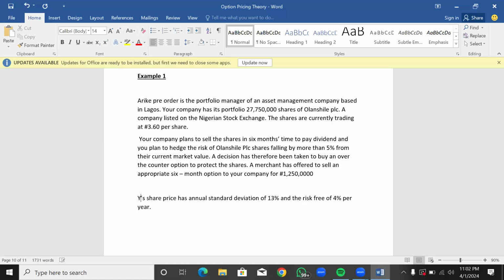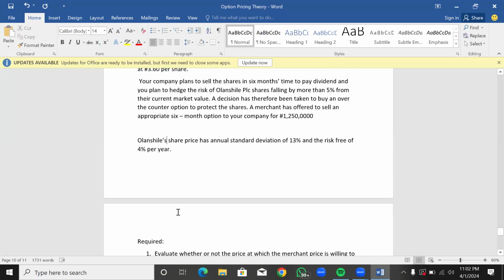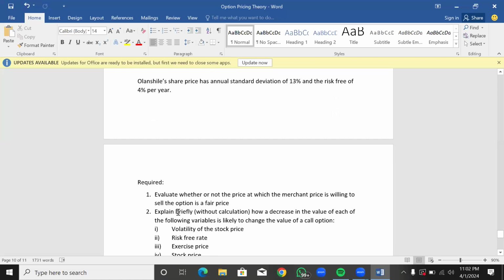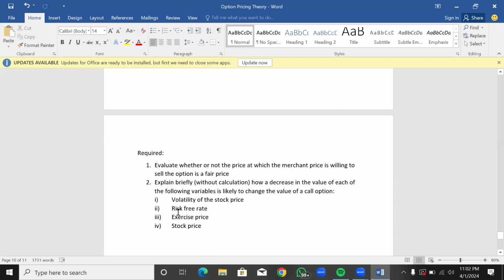Sorry. Anybody that has written, please cancel. That's the original name that is in the question, but I changed it. So Olanchile share price has an annual standard deviation of 13% and the risk-free rate is 4% per year. Number 1, evaluate whether or not the price at which the merchant is willing to sell the option is a fair price. Number 2, explain briefly without calculation how a decrease in the value of each of the following variables is likely to change the value of a call option. Number 1, volatility. Number 2, risk-free rate. Number 3, exercise price. And the last one is the value of the underlying, which is also the stock price.